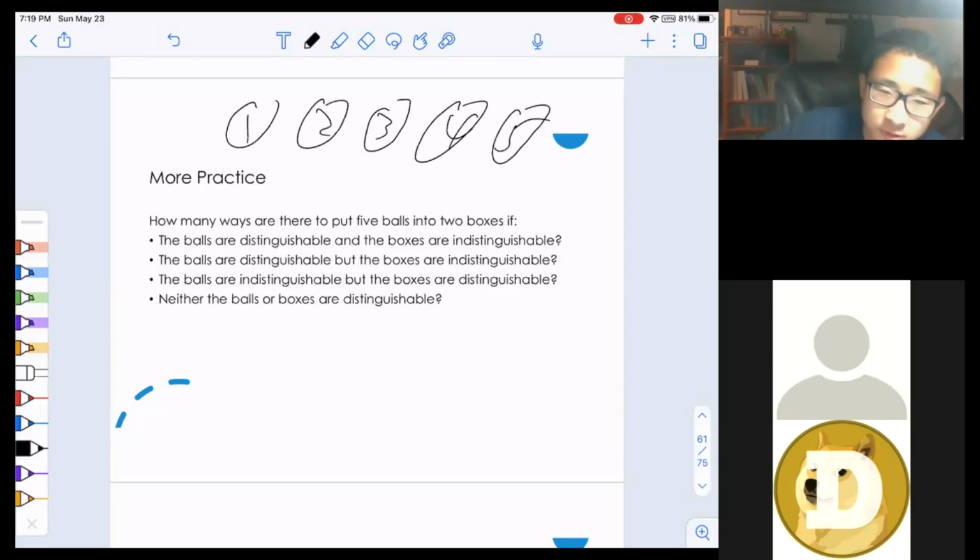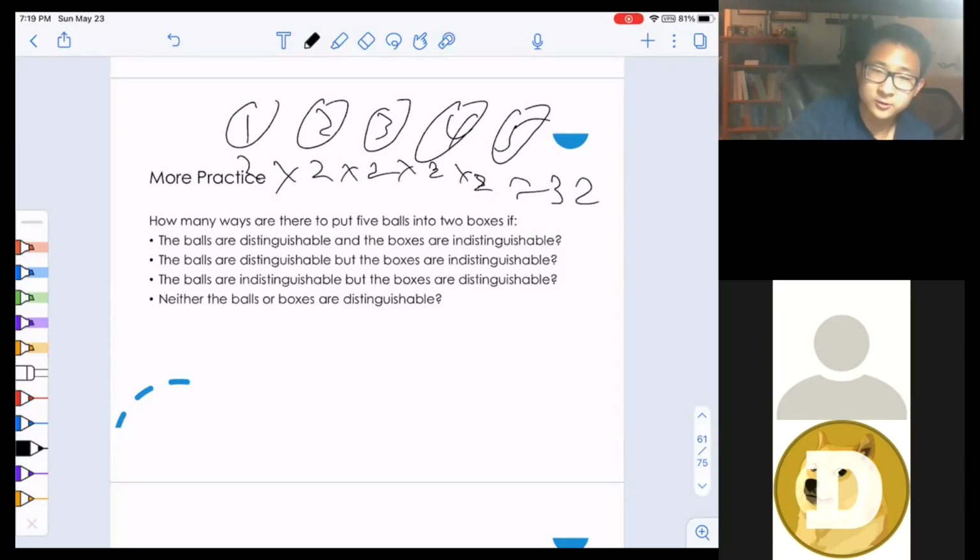So basically what we're going to do here is each ball has 2 boxes that it can choose to be in. So number 1 has 2 choices, number 2 has 2. We multiply these all together and we get 32. But that's not the final answer because boxes are indistinguishable. So due to there only being 2 boxes, we can easily divide this by 2, which means that the final answer is 16.